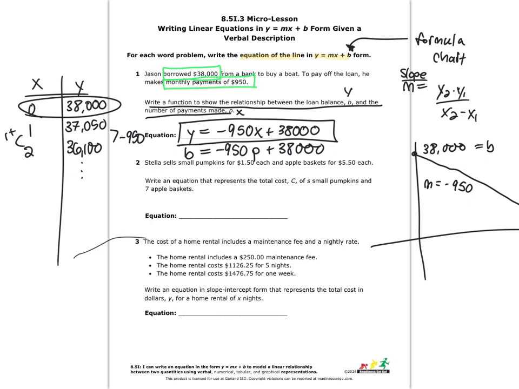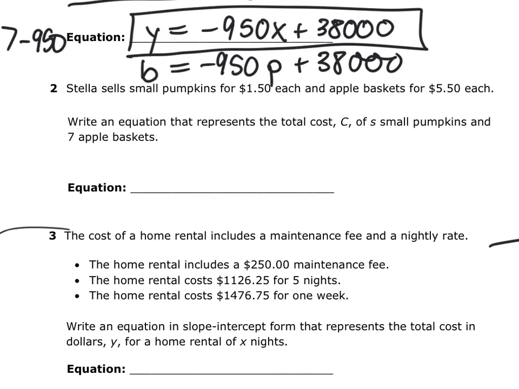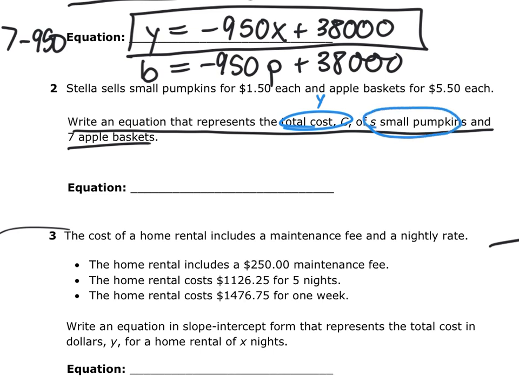Let's read it. Stella sells small pumpkins for $1.50 each and apple baskets for $5.50 each. Write an equation that represents the total cost, C, of S small pumpkins and 7 apple baskets. Okay, so we have our 2 variables here. C is our total cost. That's going to be like y. And then our small pumpkins is the other thing, the number that we don't know here. So S is going to be like our x. And then we know that we have 7 apple baskets.